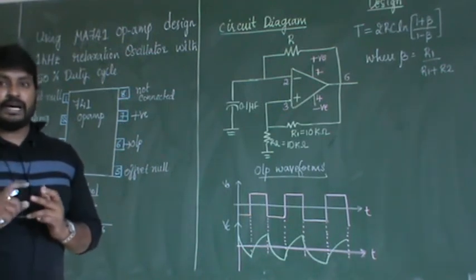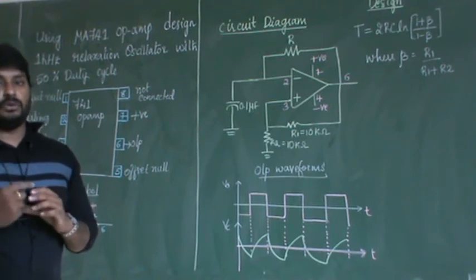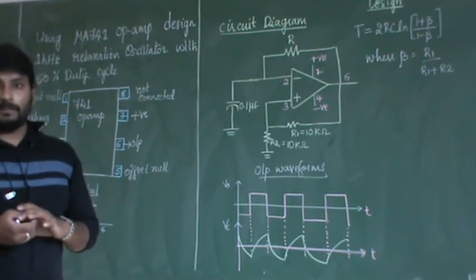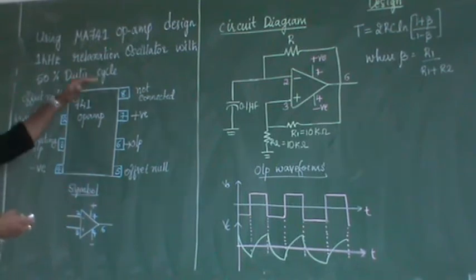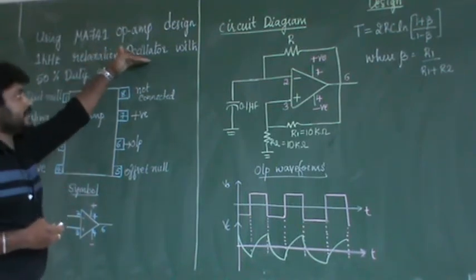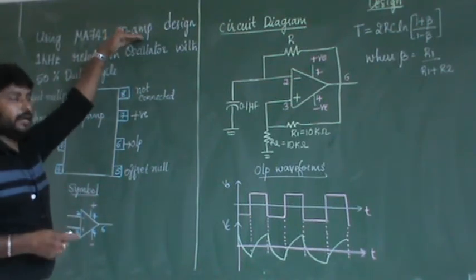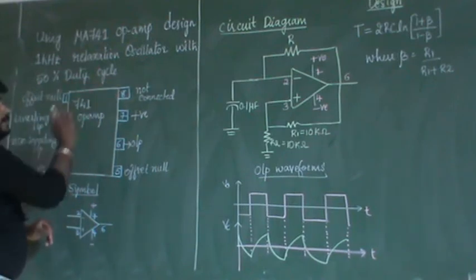So in the first unit I have just given a brief idea about what is meant by an operational amplifier, right? So now we have to design the relaxation oscillator by using the op-amp. Okay, we'll come back to this duty cycle a little bit later.